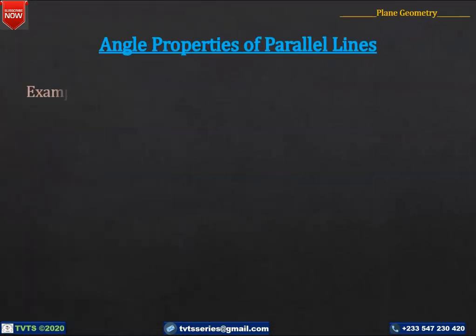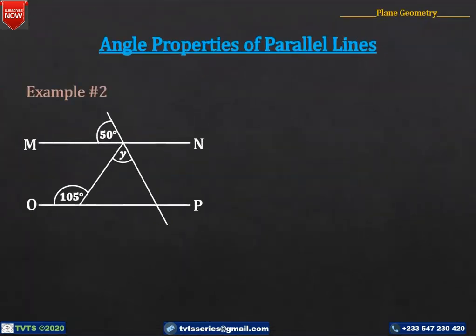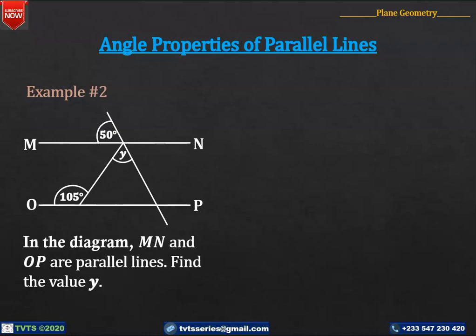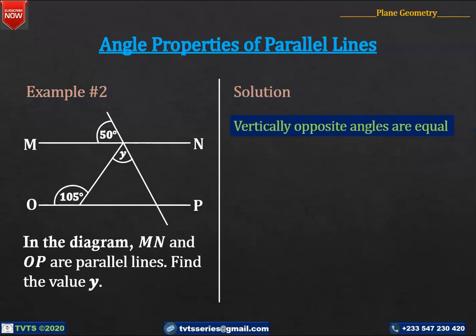Example 2. In the diagram, MN and OP are parallel lines. Find the value of y. Solution. The first hint is that vertically opposite angles are equal. That is, this angle and this angle are vertically opposite. Therefore, this angle is also 50 degrees.